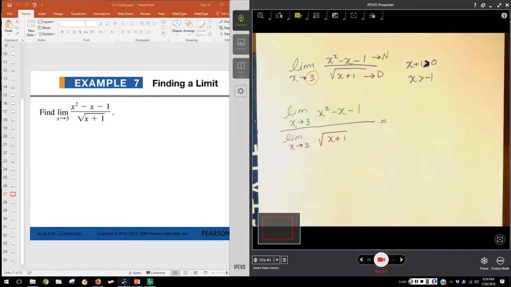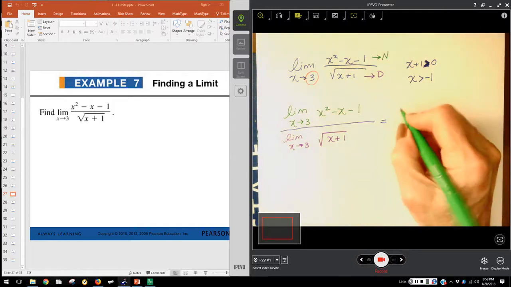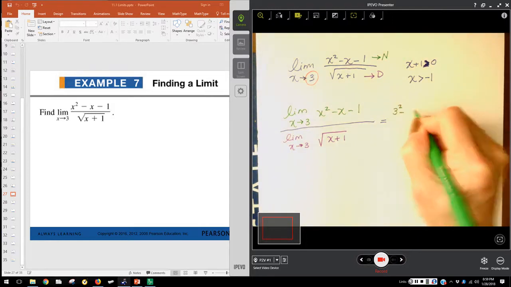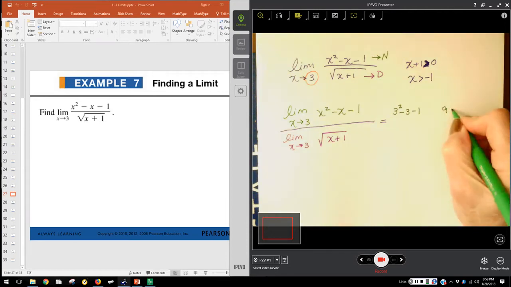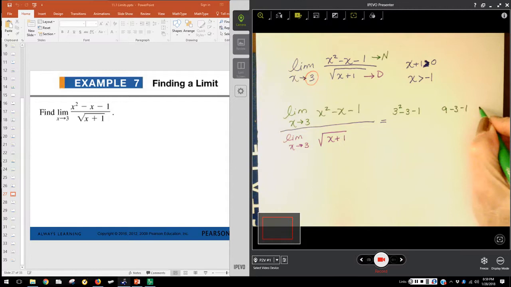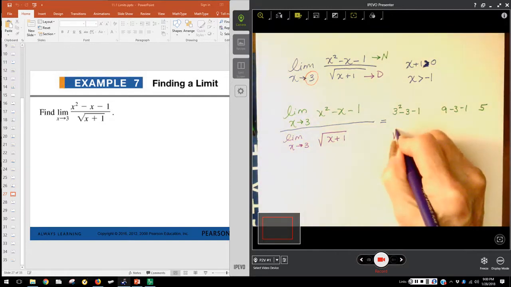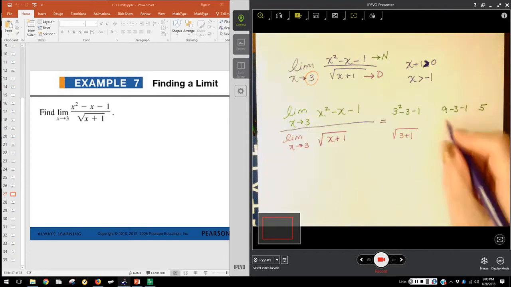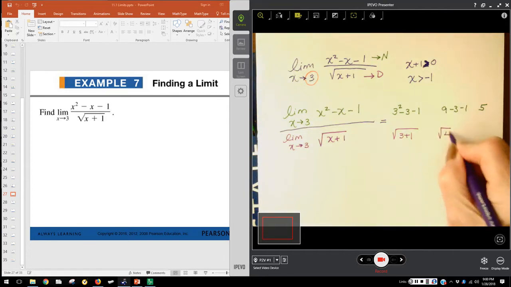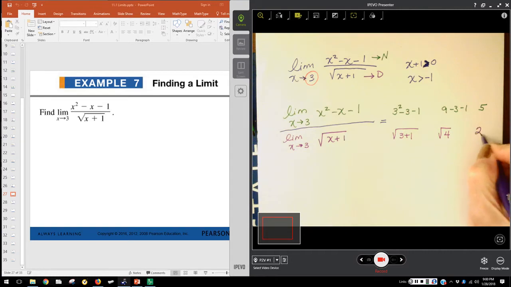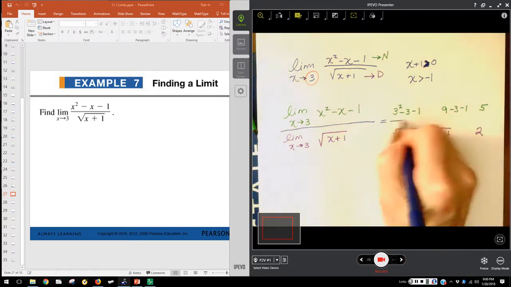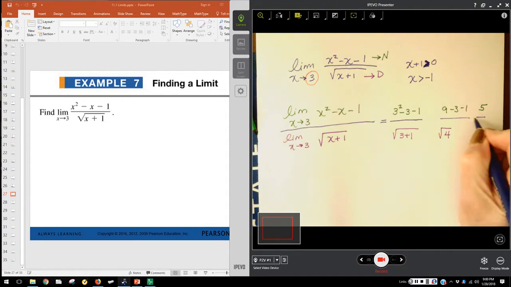So then the limit as x approaches 3 of x squared minus x minus 1, we can actually plug in the value 3. And 9 minus 3 minus 1 is positive 5. And then we can also plug in 3 for the bottom function. And the square root of 3 plus 1 is the square root of 4, which is 2. We're going to assume it's the positive root, because otherwise it's not a function. So the quotient of the two limits is 5 over 2.